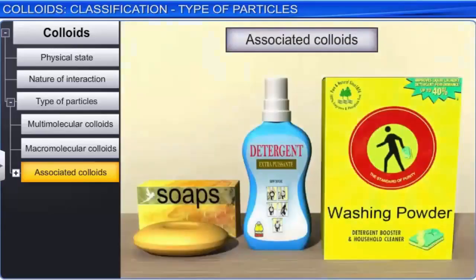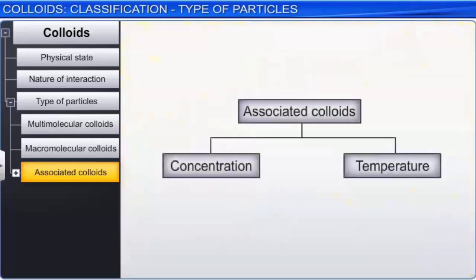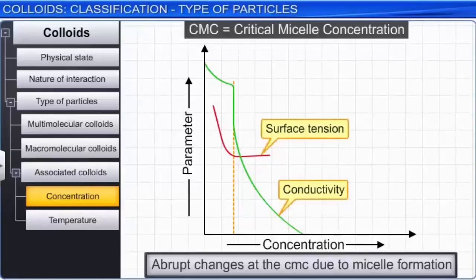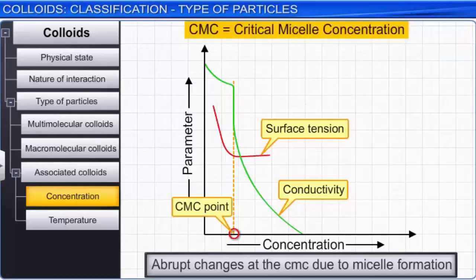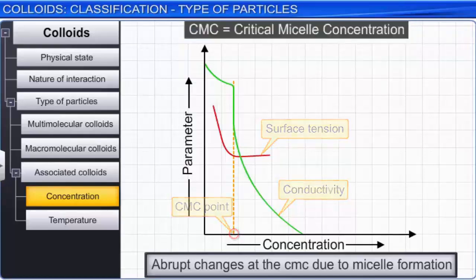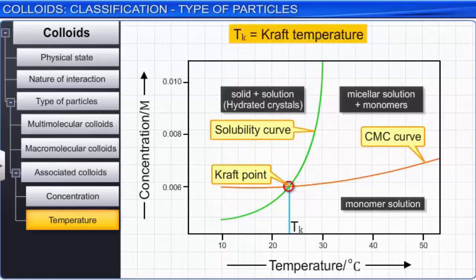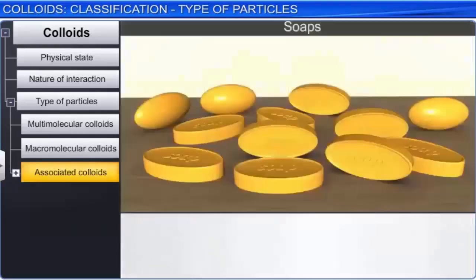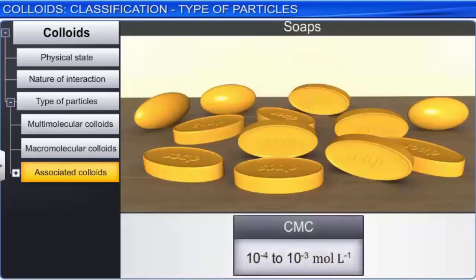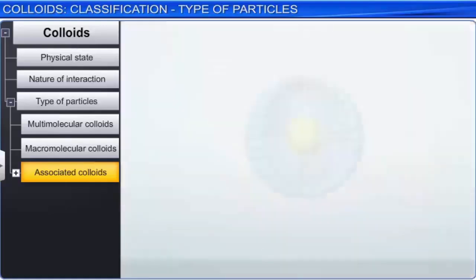The formation of micelles depends upon two factors: the concentration of the dispersed phase and the temperature. The formation of micelles takes place above a certain concentration called critical micelle concentration, or CMC, and above a particular temperature known as Kraft temperature, or Tk. Every micelle system has a specific value of critical micelle concentration. For soaps, the CMC is 10 to the power minus 4 to 10 to the power minus 3 moles per liter. Each micelle contains at least 100 molecules.